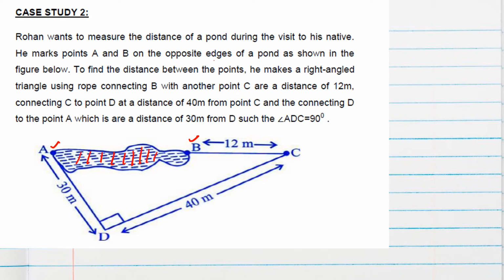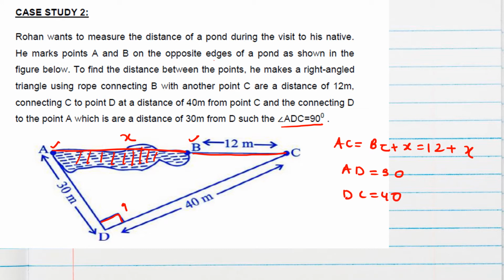To find the distance between the points, he makes a right angle triangle using rope, connecting B with C, 12 meter, and then C to D, 40 meter, and D to A, 30 meter, such that ADC is 90 degrees. So the length of the pond, AB, we can suppose is X. AC will be BC plus X, which means 12 plus X. AD will be 30 and DC will be 40.